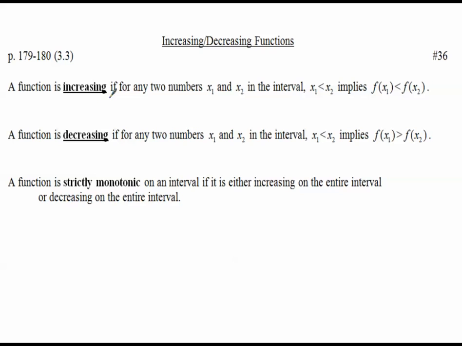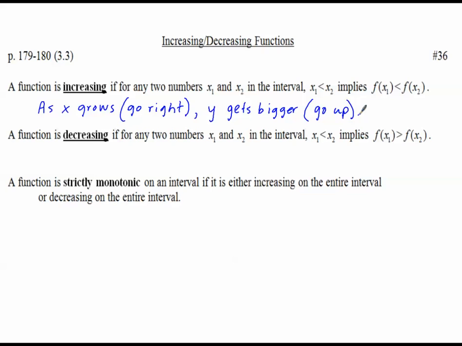A function is increasing if for any two numbers, x sub 1 and x sub 2 in the interval, x sub 1 being less than x sub 2 implies f of x sub 1 will be less than f of x sub 2. Simply put, as x grows, or as we move left to right in the function, y grows. Y gets bigger. Or thinking of it directionally, it goes up. The graph goes up.